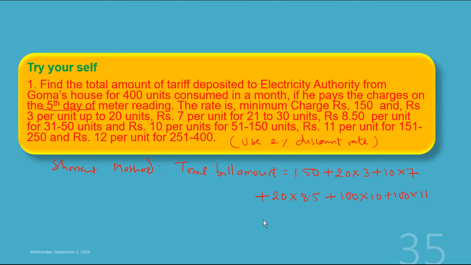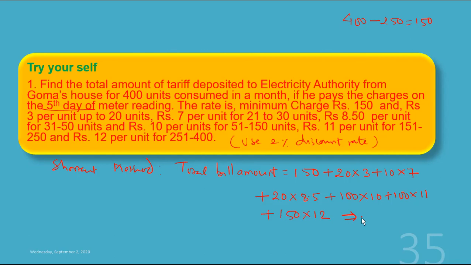How many left? What is the total? 400 units. 400 units minus 250 gone, 150 left. Yes, 150 units times what is the rate for the last? 12. Yes. So now directly you can calculate. This is the rate. You can use the short way also.